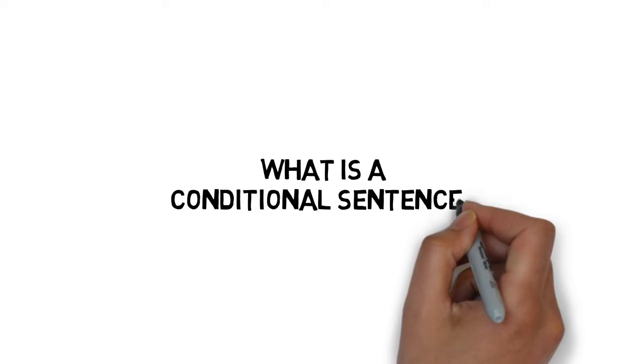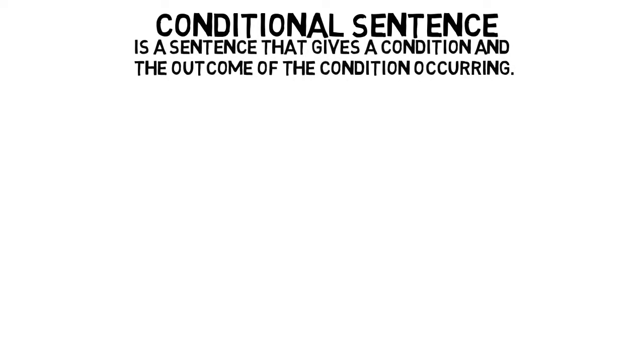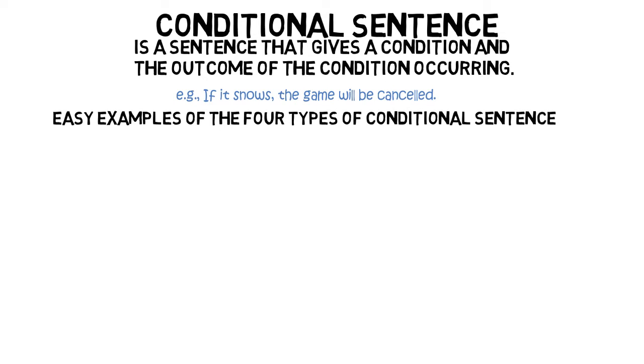What is a conditional sentence? A conditional sentence is one that gives a condition and then the outcome of that condition in the main clause. So here's an example. If it snows, that's the condition, the game will be cancelled. That's the main clause and that's the outcome of the condition occurring.